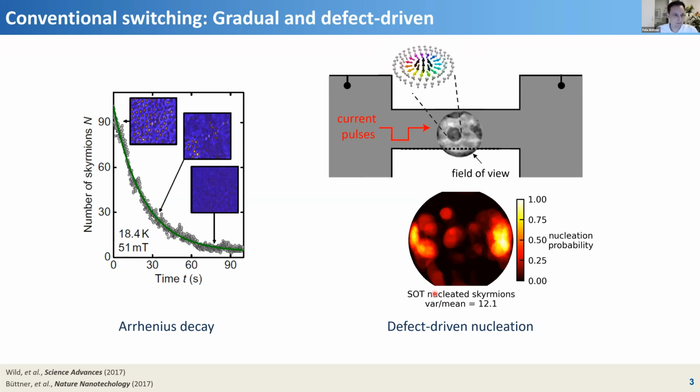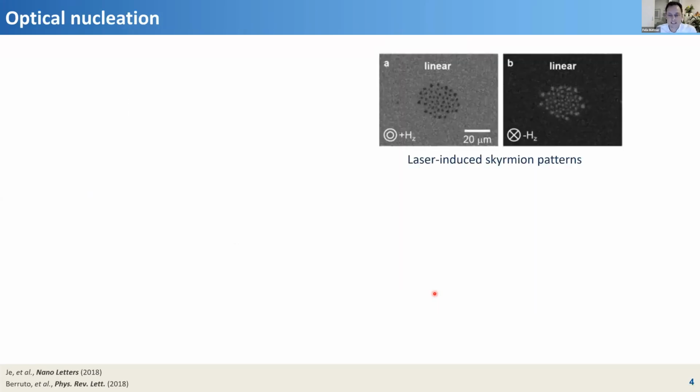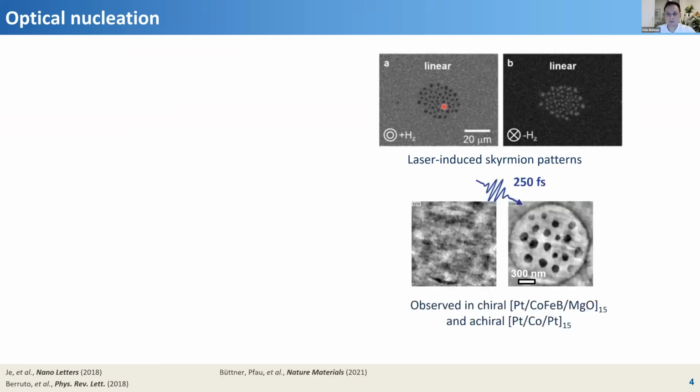So having this in mind, we were very surprised in 2018 to read two papers from Spintech and from EPFL, where the people reported that you can actually nucleate magnetic skyrmions with single femtosecond laser pulses, and not only one skyrmion, but a whole pattern, a whole array of magnetic skyrmions, by just one very ultra-fast excitation.